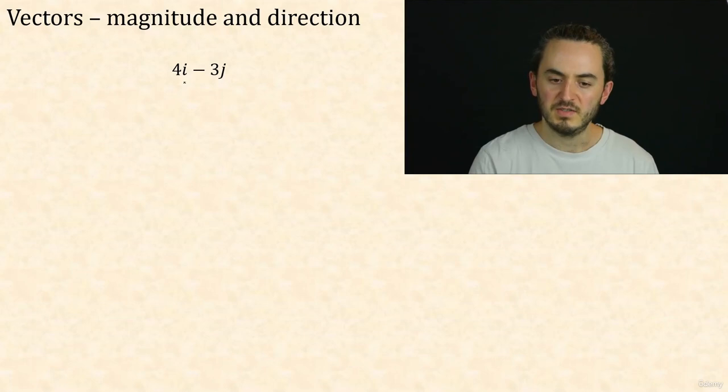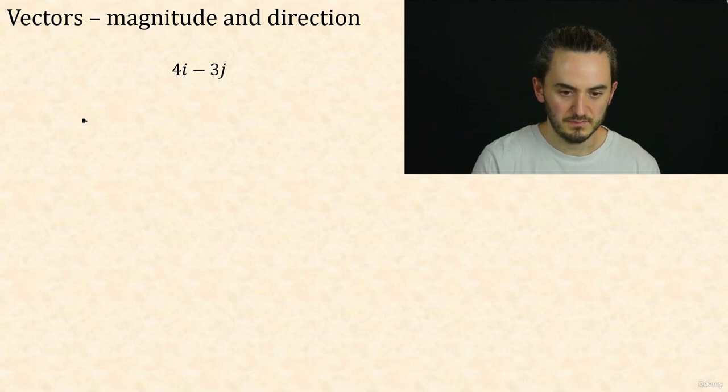Let's have a look at a simple case. Okay, so here's a simple vector, 4i minus 3j. Let's draw it. So 4i means it goes 4 units to the right. So 1, 2, 3, 4, and 3 units down. 1, 2, 3. So the vector looks like this.